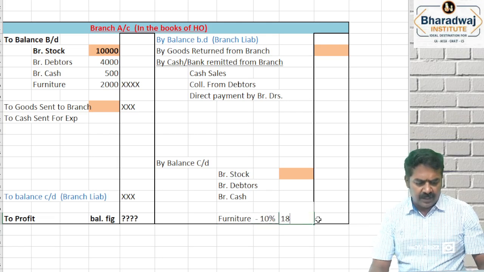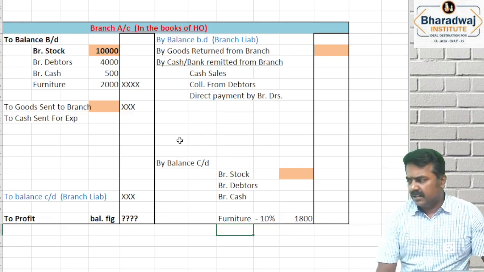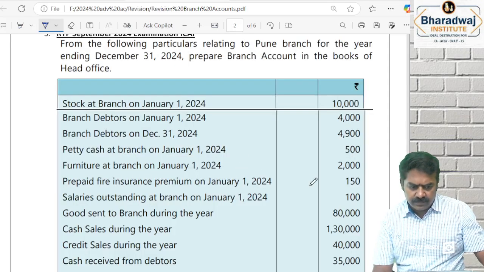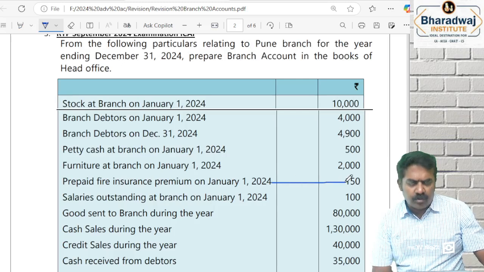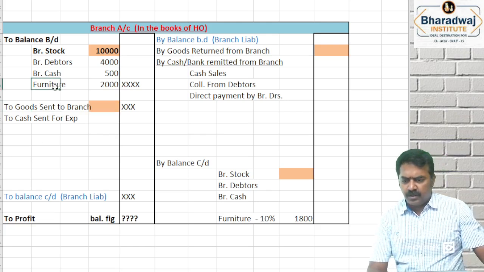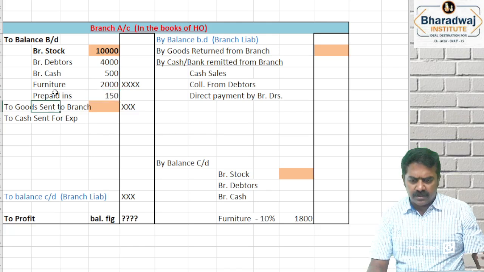It will be like 1,800 we can take. Indirectly depreciation is debited. Then opening balance of prepaid insurance is given, that will come here, to prepaid insurance, or you can adjust with insurance. What is the opening balance of prepaid insurance?